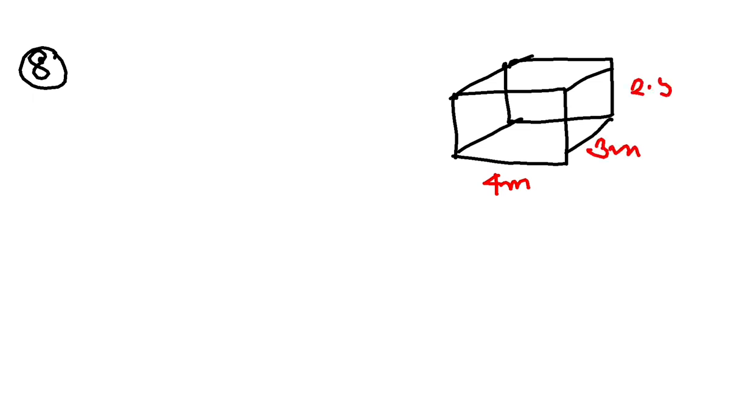Now in question number 8, they are talking about a car cover, cuboidal in shape. So this is the car cover, cuboidal in shape, length is 4 meter, breadth is 3 meter and height is 2.5 meter. Obviously if it is a car cover, the base is not required, so this base is excluded. So you have to find the total area. The total area will be the two sides, front and back, plus the top.